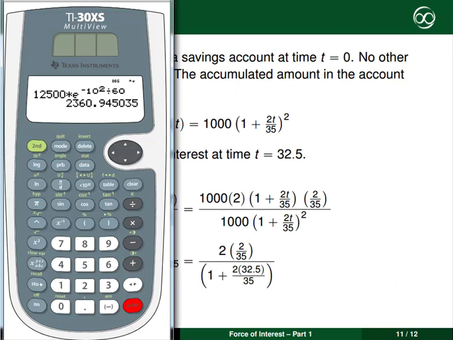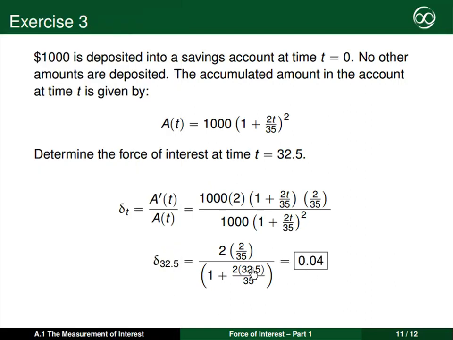Then I pick up the calculator, and I'm going to use this handy n over d. So that's 2 times, I'll use the n over d again. I really like using the n over d because it allows me to see that what I'm doing on my calculator matches what is on my paper. In the denominator, I'm going to have 1 plus, again using n over d, 2 times 32.5, hit the down arrow to get to the denominator, 35. Now I feel really comfortable that what's keyed in here is exactly what's on my paper, giving me 0.04 as the measure of the intensity of the interest acting on the savings account at time 32.5.